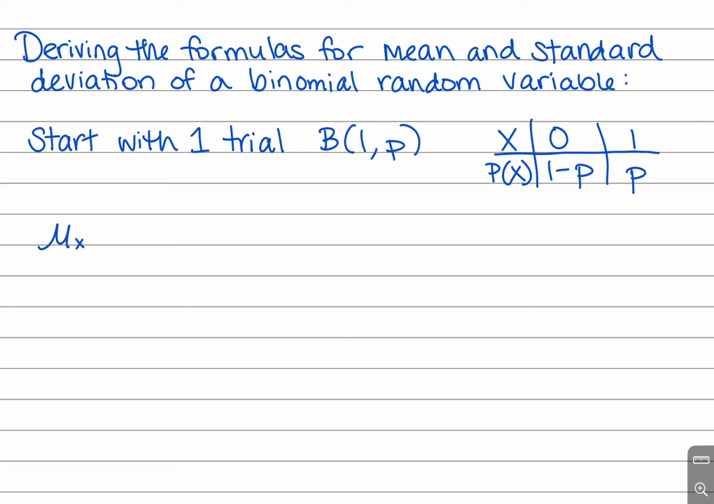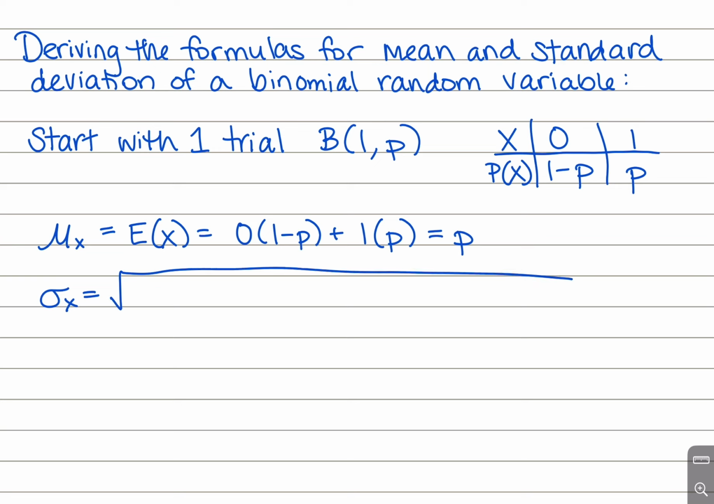And we know that the mean of a discrete random variable is found by taking the value times its probability and adding them all up. Well, 0 times 1 minus P is 0, and 1 times P is P, so that mean is P. And for standard deviation, we took the square root of each value minus the mean squared times its probability and added up those values.